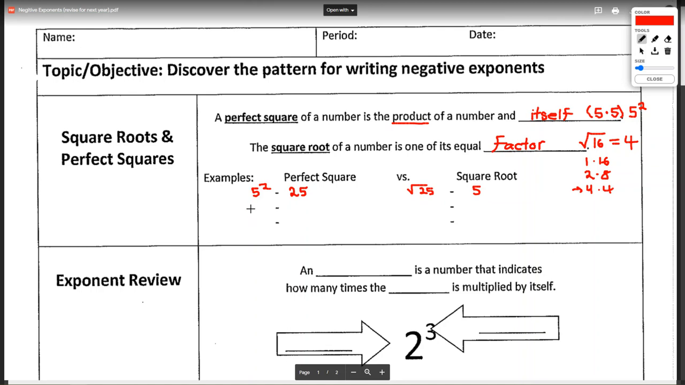Okay. How about 13 squared? Let's do 13 times 13. 13 times 13 is 169. I'm sure one of you giggled. Okay. The square root of 169 is then 13 because it's one of its equal factors, 13 times 13. Try to fill one in on your own for the third one.